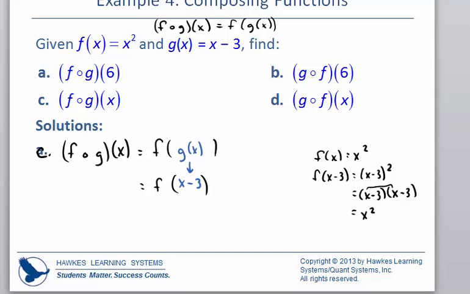So first times first, x squared. Outside would be negative 3x. Inside would be negative 3x. Last would be 9. And so our final answer would be x squared, and I'm going to combine those two middle terms, minus 6x plus 9.